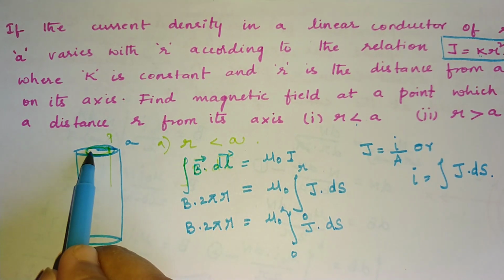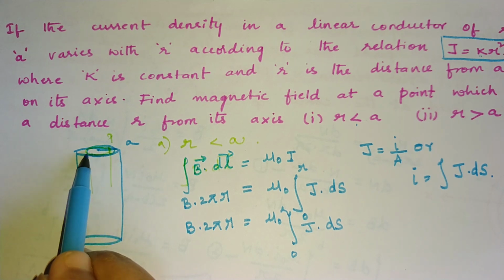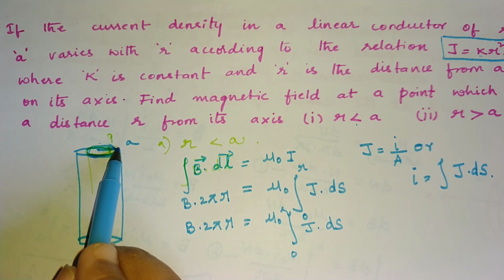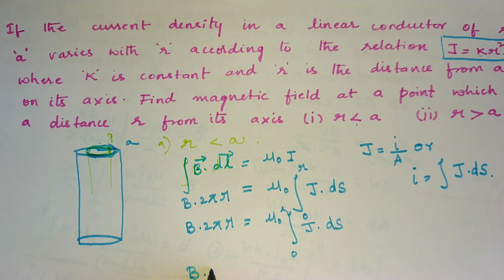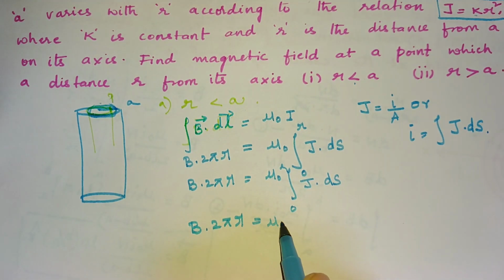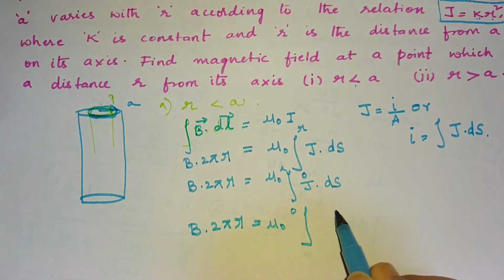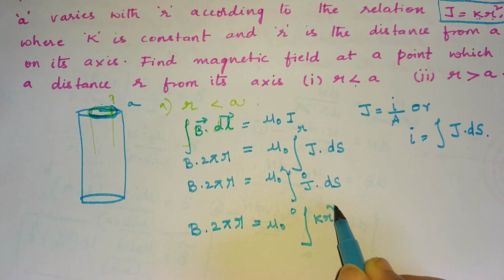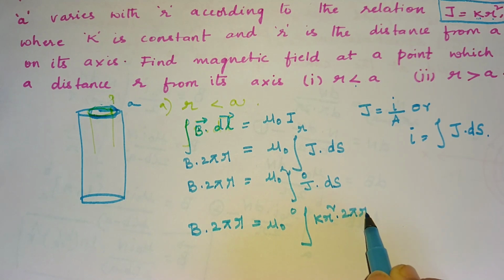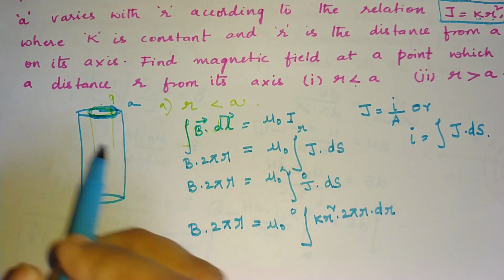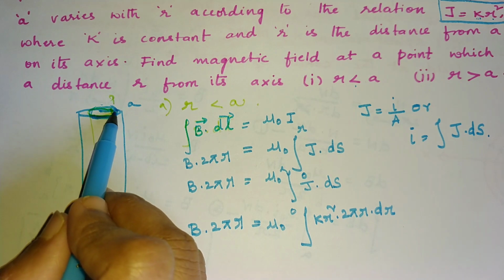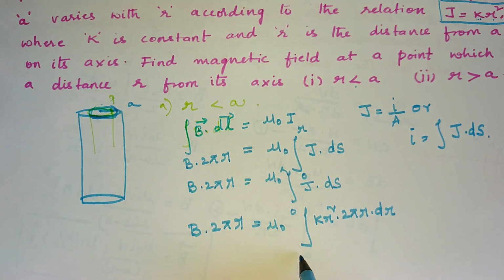So I told you, ds is a small circumference that we have selected, whose thickness is dr at a distance r. So B into 2 pi r should be mu naught integral J, and I will replace it with kr square as given in the question. ds is 2 pi r into dr. Okay, a small thickness of radius r and thickness dr, from 0 to r.